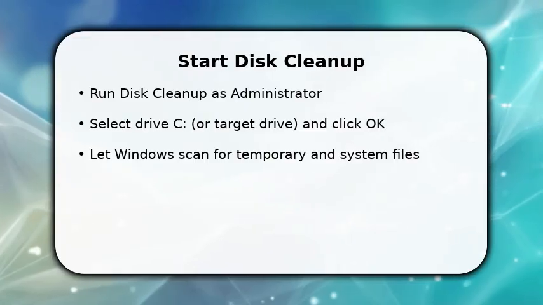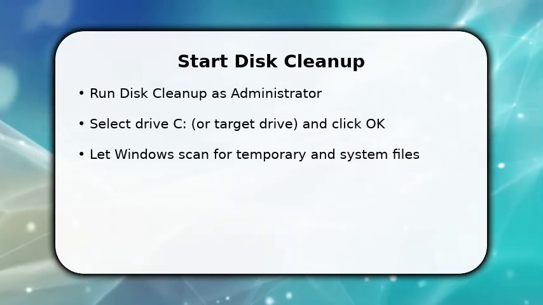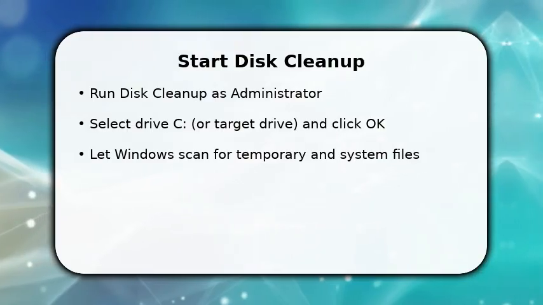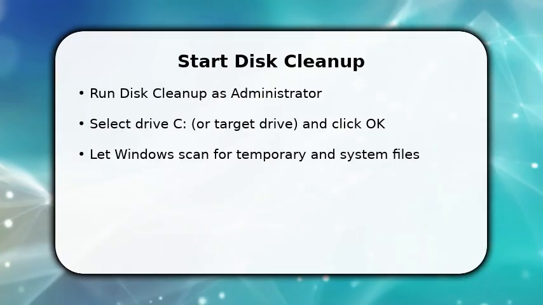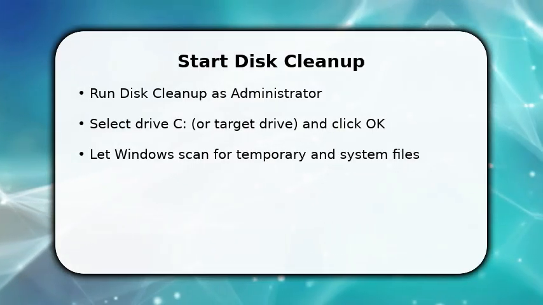You start by launching Disk Cleanup right away. Don't waste time. Press Windows plus W, type Disk Cleanup, right-click and choose Run as Administrator so you remove protected files too. Once launched, pick the drive you want cleaned, usually C, and click OK.